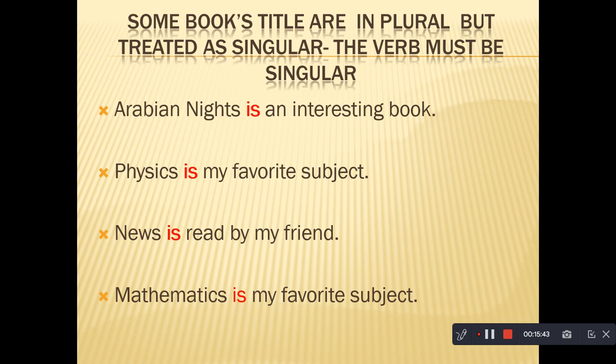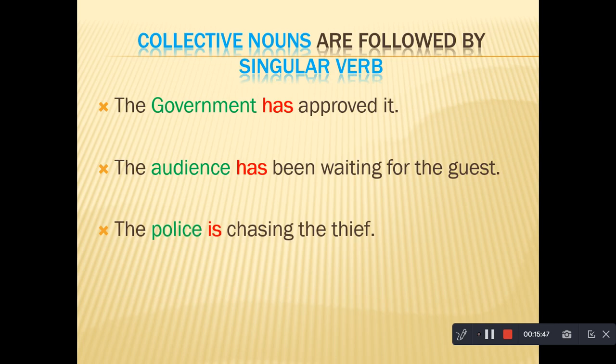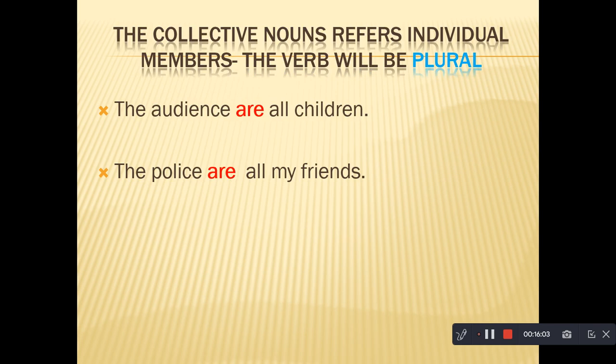Some book titles are plural in form but are treated as singular, like Arabian Nights, Physics. Collective nouns are groups of students or members called a single unit, like government, audience, police, army. A collective noun is treated as singular. When the collective noun refers to individual importance or specific individual details, we use a plural auxiliary or plural verb, like the audience or all the children.